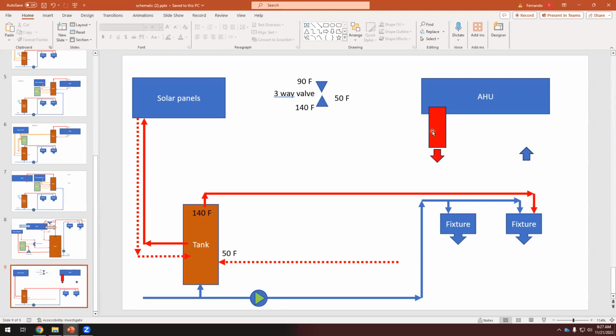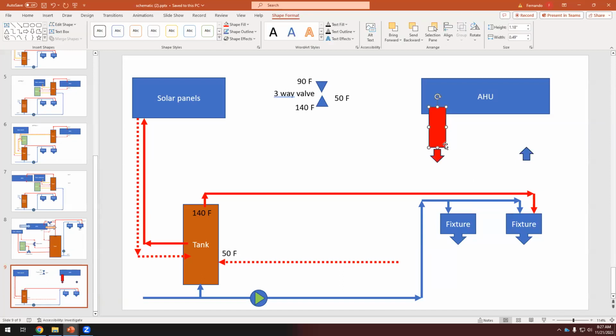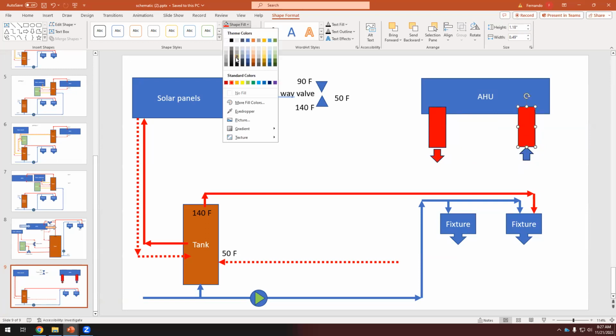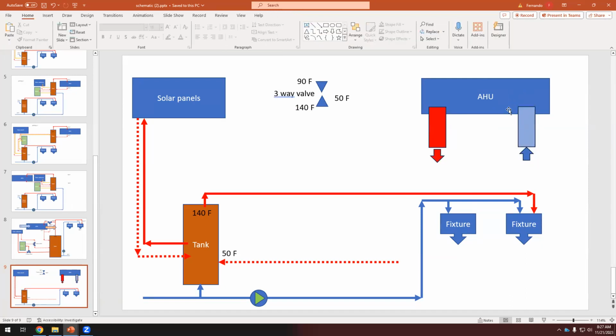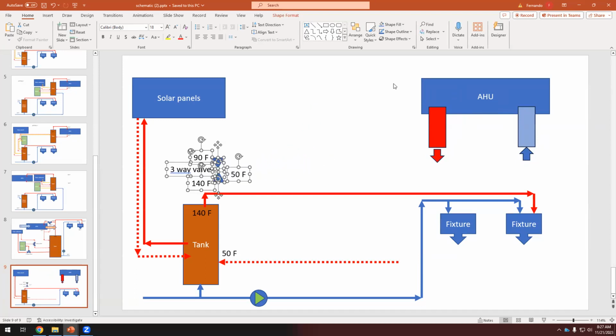Okay, so this is the supply ductwork, and there will be a return ductwork here, and for that return, I will use another color. So that's supply and that's return. So this is what we have when it comes to the air handling unit, nothing else. Then we have split units.